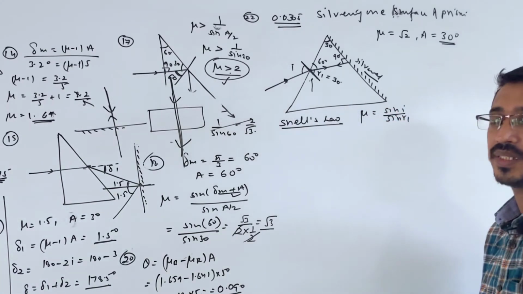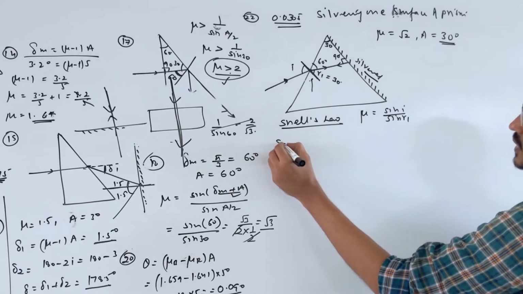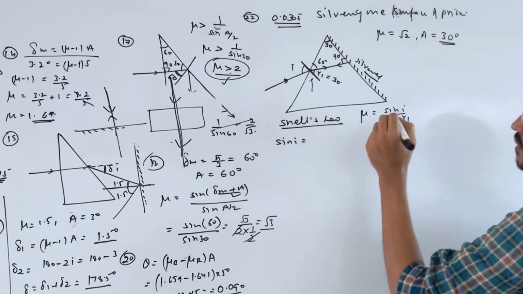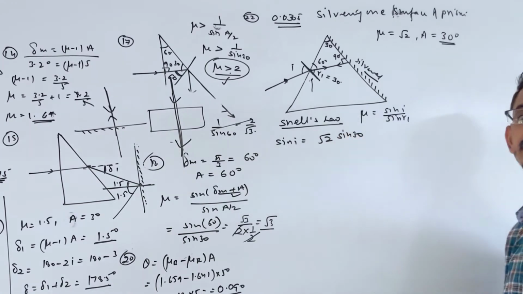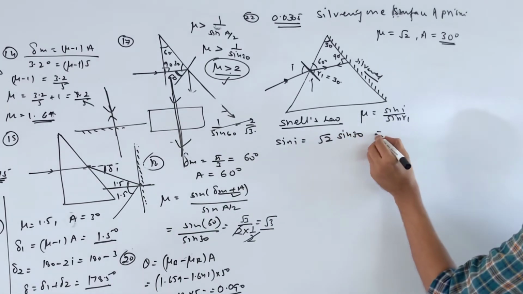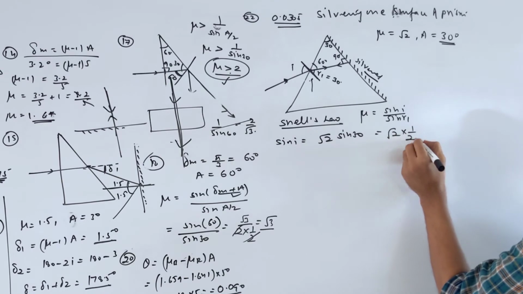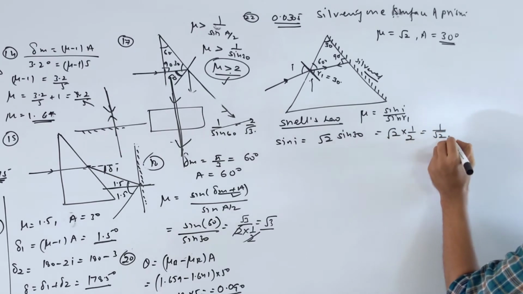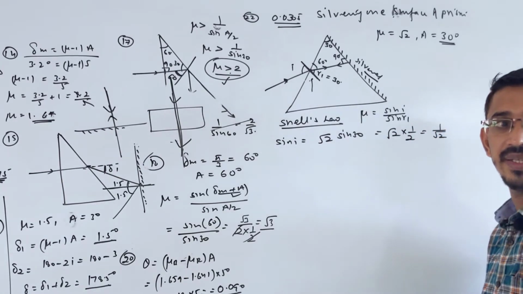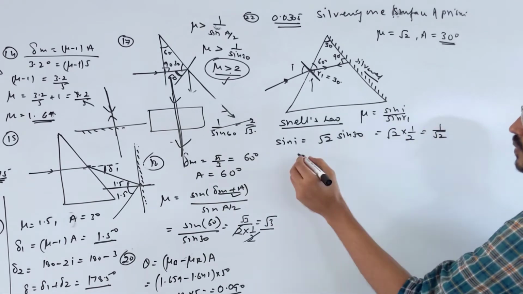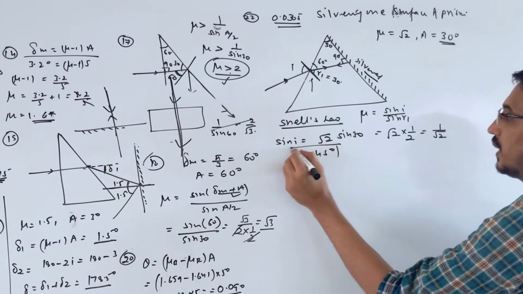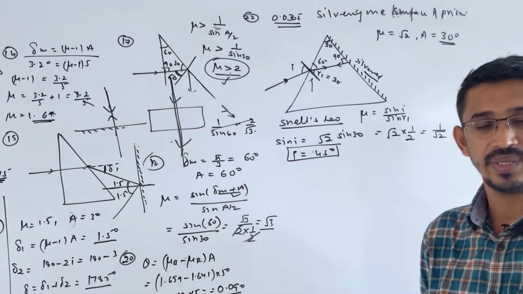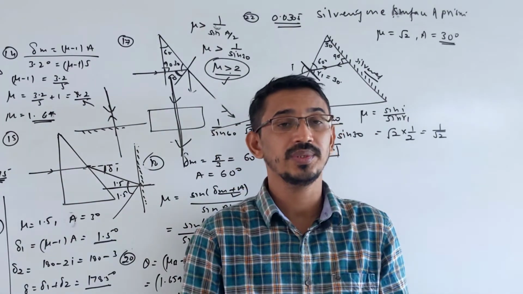Clear? So all are given. We need sine I. Sine I will be mu times sine R. Mu is given as root 2. Sine R means sine 30, correct? So root 2 times sine 30, which is 1 by 2, so the answer becomes 1 by root 2. Sine theta is equal to 1 by root 2, so I is sine inverse of 1 by root 2, or you say 45 degrees. So the angle of incidence will be 45 degrees. Very important question.